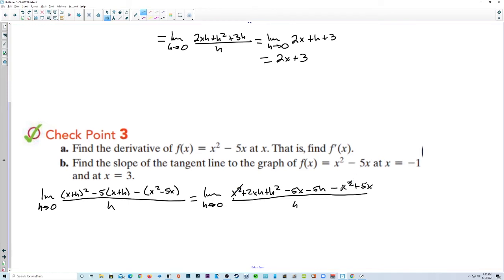The x squareds are gone, the 5x's are gone, and we have the limit as h approaches 0 of 2xh plus h squared minus 5h all over h. We can factor out an h on top, cancel with the h on the bottom. So 2x plus h minus 5. And when we plug 0 in for h, we get 2x minus 5.